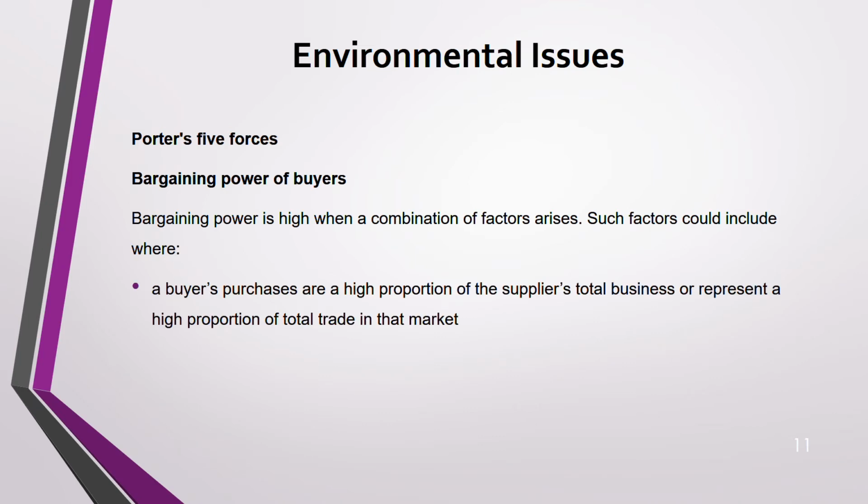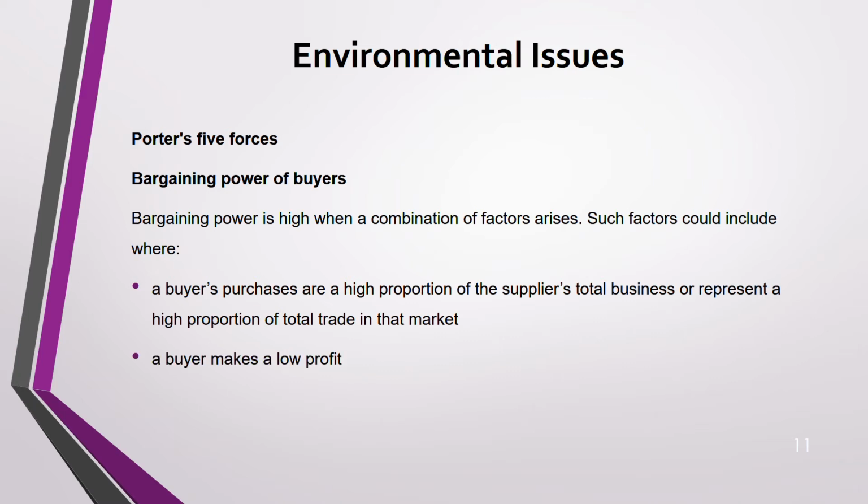Number one, when a buyer is purchasing a high proportion of the supplier's total business. Let's say 50-60% of the supplier's total business is from one particular buyer. That makes that buyer very powerful. He has a high bargaining power. He can demand preferential treatment, discounted prices, other services. But if one particular buyer is not significant, and all the buyers are buying in the same proportion, the bargaining power is low.